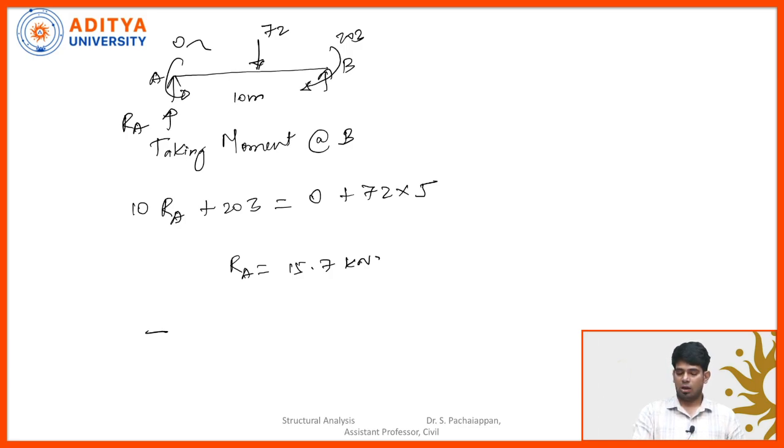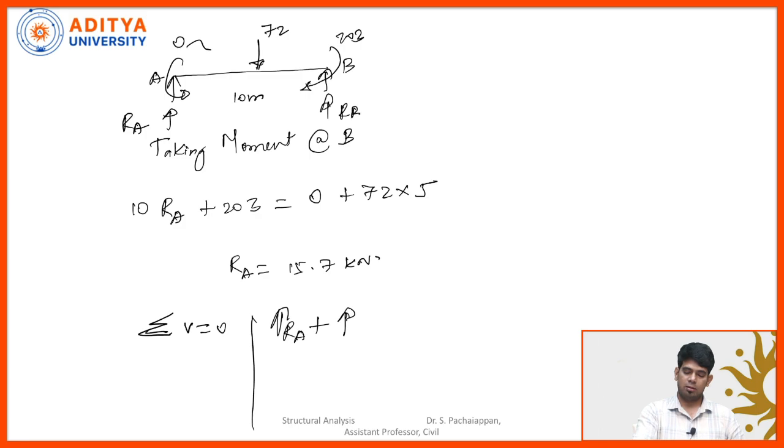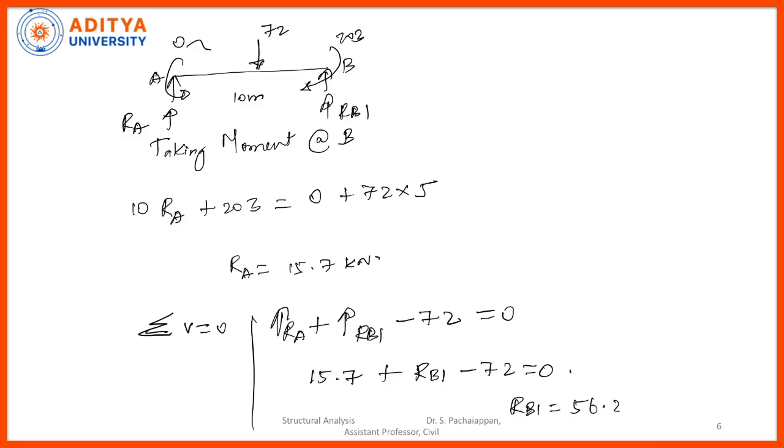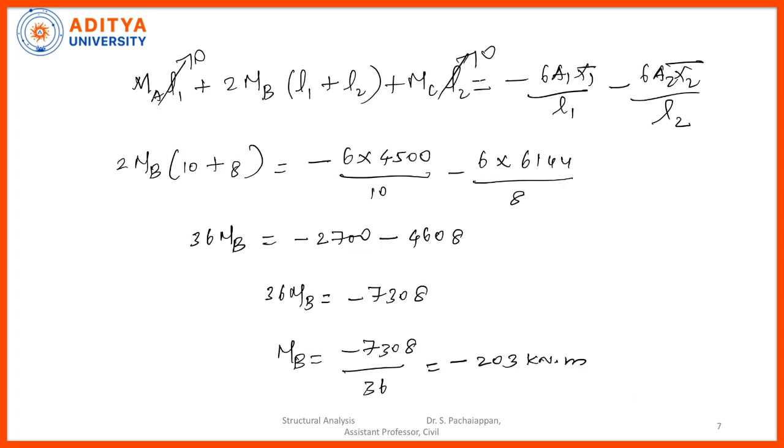And then I have to put all the vertical forces equal to 0 as per this condition. You can see RA is upward, then let us say this is RB1, RB1 is upward, minus 72 is in downward direction equal to 0. So, we have the RA value which is 15.7, RB1 value we do not know, minus 72 equal to 0. So, I will be getting RB1 equal to 56.3 kilonewton.